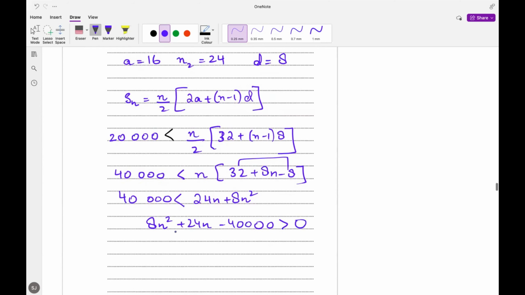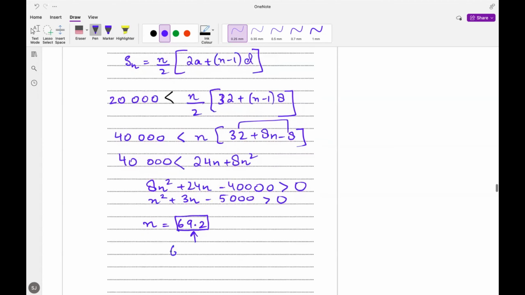Now we can make the equation simple by dividing the whole equation by 8. So this will become n squared plus 3n minus 5,000. Now using our calculators to solve this quadratic equation, the value of n will be 69.2. Now this value of n is basically the value which will make the sum 20,000. As we cannot have a term which is in decimal, we have two options.